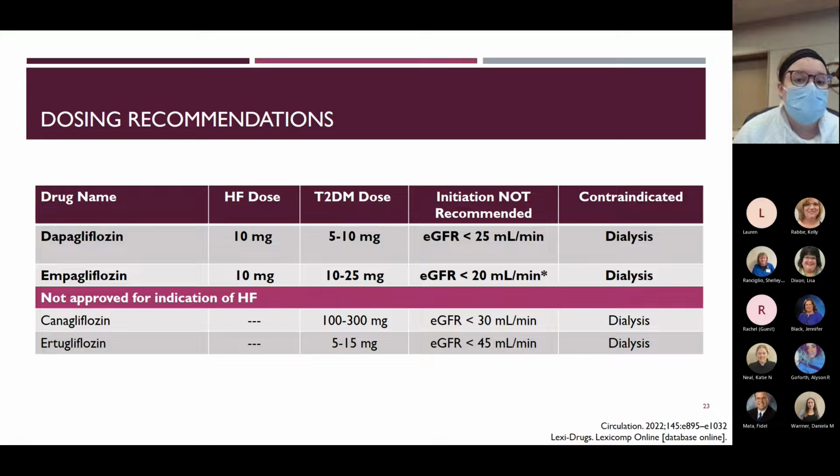The dosing is different for heart failure versus type 2 diabetes, so it does make it a little bit easier to remember that they both, for heart failure, are dosed at 10 milligrams, so that's nice. And for diabetes, doses can go a little bit higher, so if you do see a patient that's on a different dose, you want to make sure that they are on the most appropriate dose for both indications. These medications are also renally dose adjusted, so you want to make sure, again, that we're monitoring patients' renal function prior to initiation of these medications.